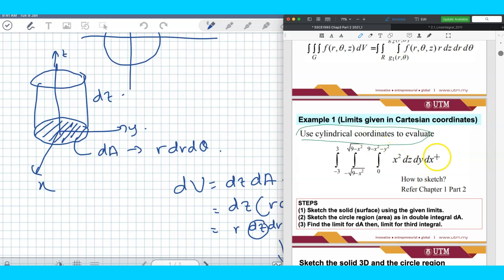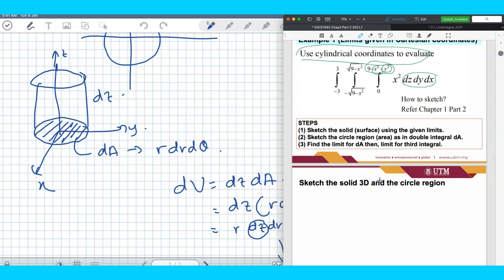So you have to change your order to dz r dr d theta, and you have to find your limits. Maybe the limit of z does not change, but you have to change the x and the y, because in cylindrical there is no more x and y, but z can still be z. Similarly, the limits of the last two integrals should be changed into r and theta.